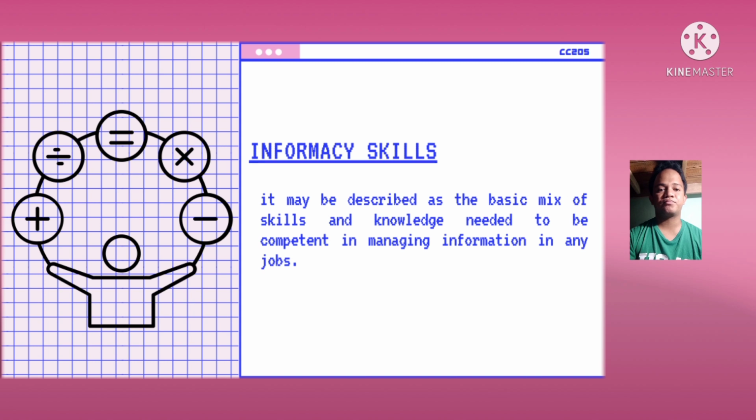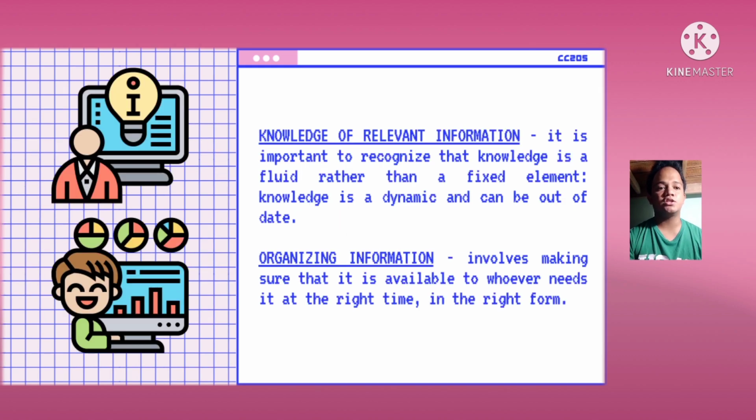Informacy skills. It may be described as the basic mix of skills and knowledge needed to be competent in managing information in any job. So under the informacy skills, there are some topics we're going to discuss also. First is knowledge of relevant information. It is important to recognize that knowledge is a fluid rather than a fixed element. Knowledge is dynamic and can be out of date.